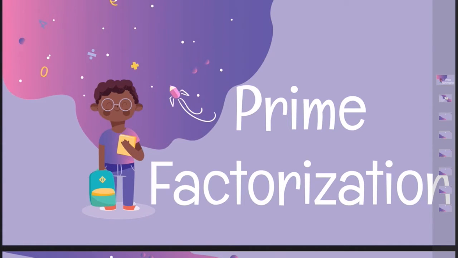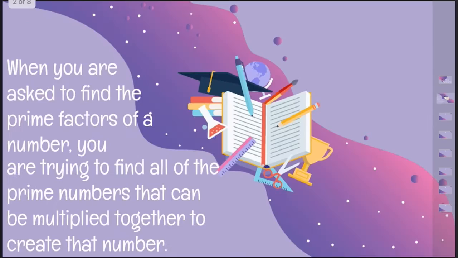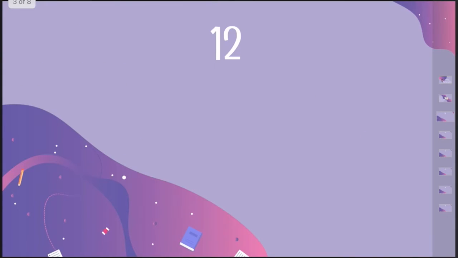So now we're going to learn about prime factorization, which is basically where I'm splitting up a number into a multiplication problem of just prime numbers. So when you're asked to find the prime factors of a number, you're trying to find all of the prime numbers that can be multiplied together to create that number. So the way that we do that is, let's look at 12.